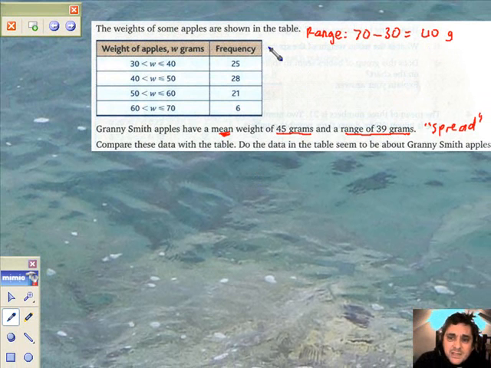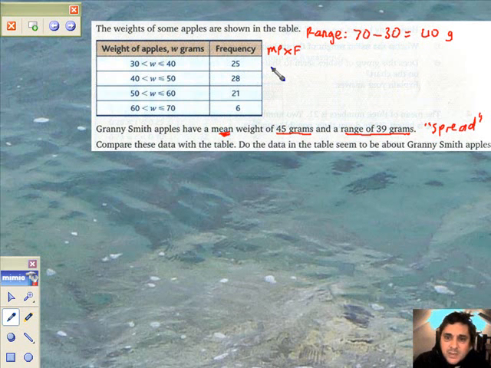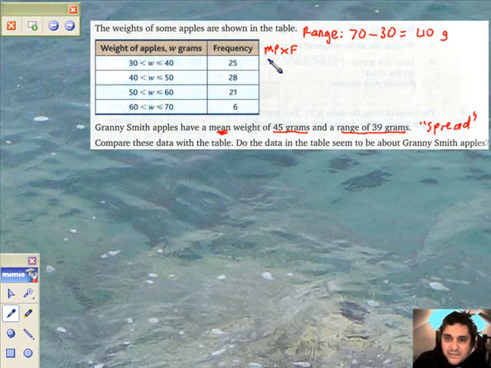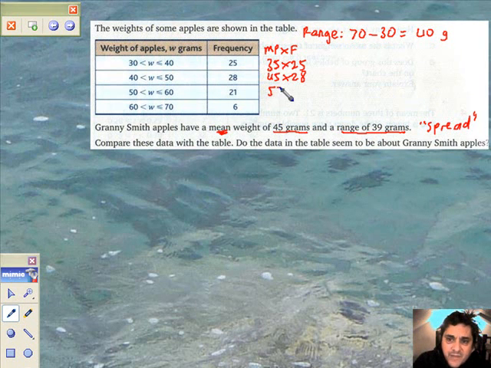Now, I've got to work out a mean. So I'm going to go midpoint times frequency. So I'm going to say the middle of 30 and 40 is 35. I've got 35 lots of 25, 45 lots of 28 apples, 55 grams for 21 apples, and we're assuming 65 as a midpoint, times 6. Going to work all these out and then get a grand total.